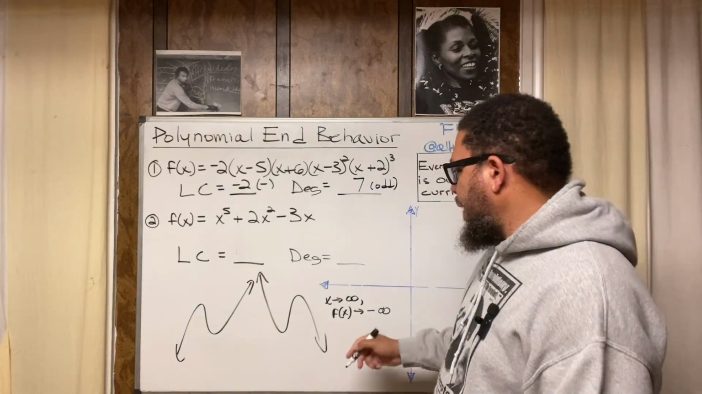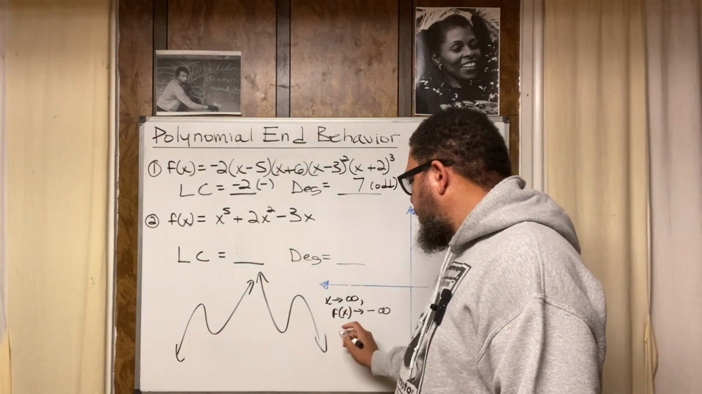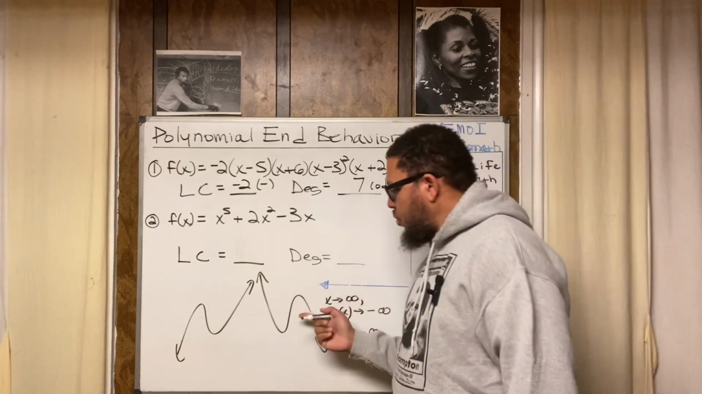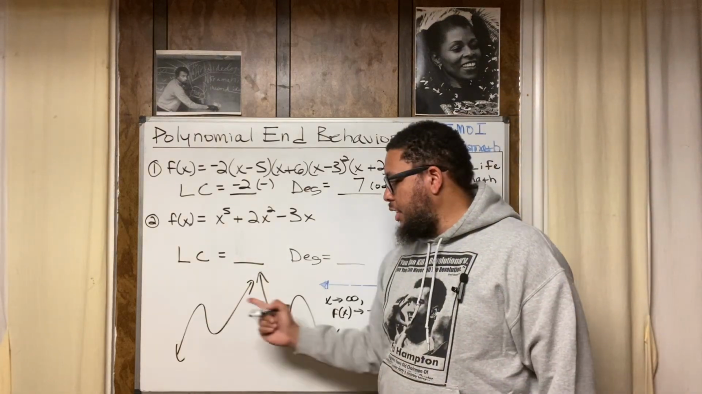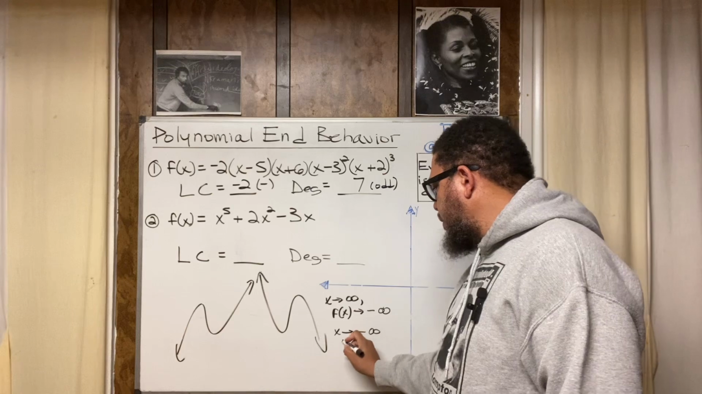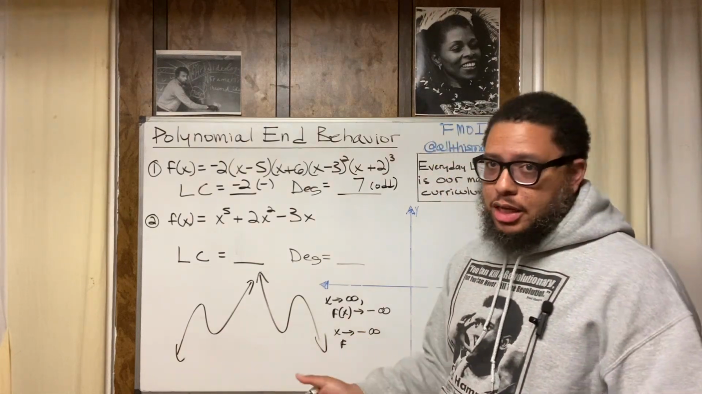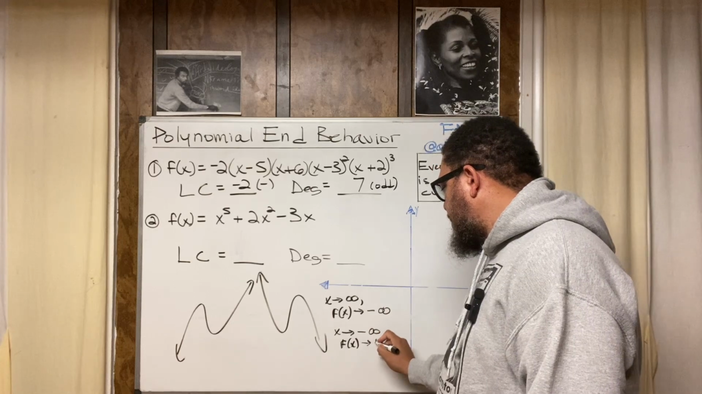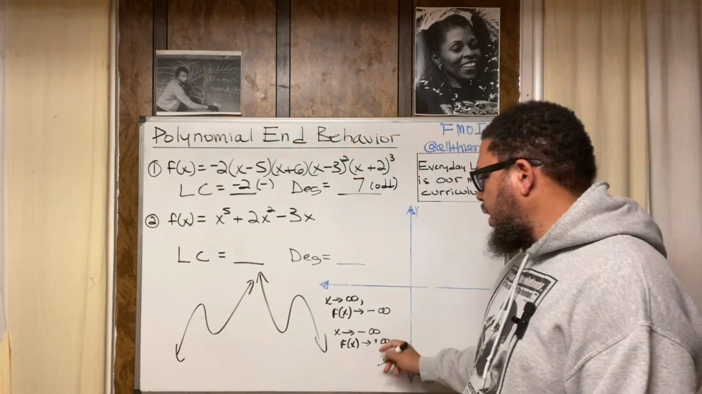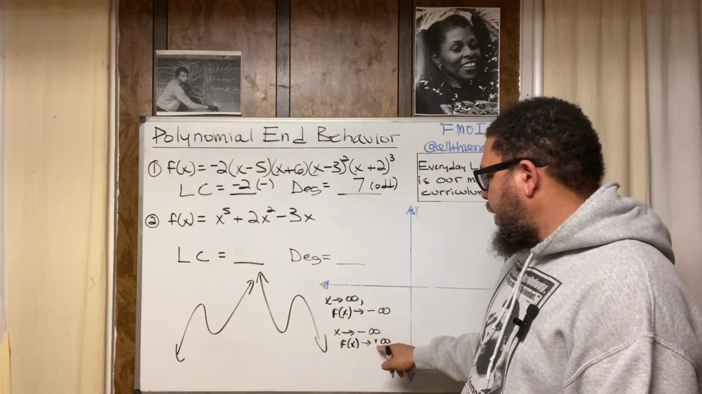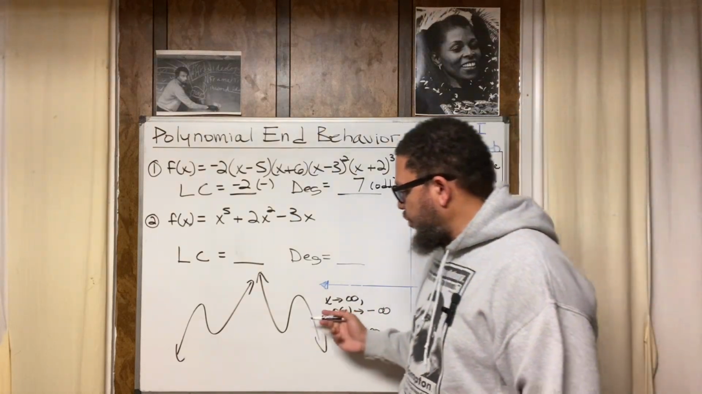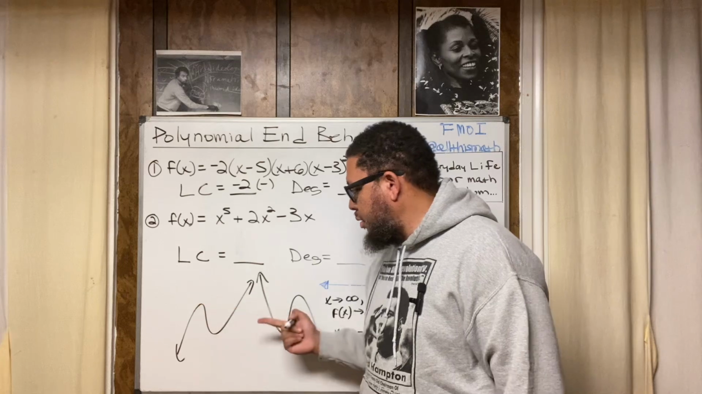Now, what about as x goes to negative infinity? So that means as x goes this way, to the left, what's happening to the y values? Remember, y and f of x are the same thing. So your f of x is going to become positive infinity. You don't have to put the plus sign, but I do, just to be extra.